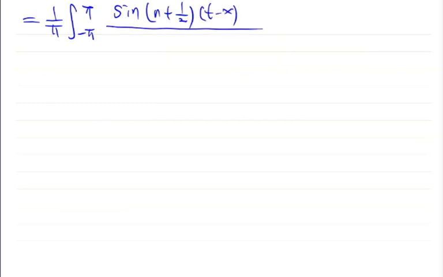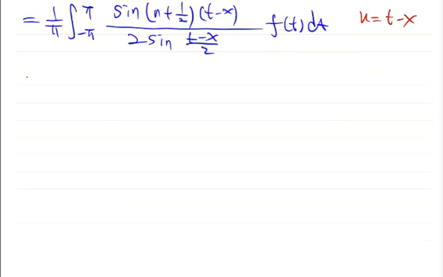Continue our computation to obtain that the result is 1 over pi, integral from minus pi to pi of sine (n plus a half) theta, where theta is t minus x, over sine half of (t minus x), then f(t) dt. And this can be simplified further. We make a change of variable. Let u equal t minus x.